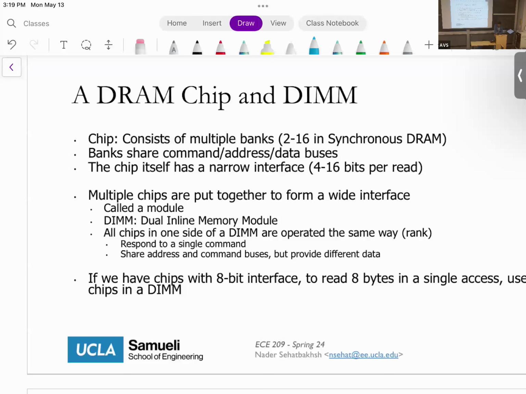So this is just a quick summary of things that we said: banks share the address and data bus. A chip has multiple banks, so there's no difference between the banks, right? But chips can act independently from each other. That's why we divide the data into multiple chips. And then, as I said, multiple chips create a DIMM, and multiple DIMMs create a rank. And each chip always has an 8-bit interface. Just remember that, right? So we always push out 1 byte at a time from each chip.